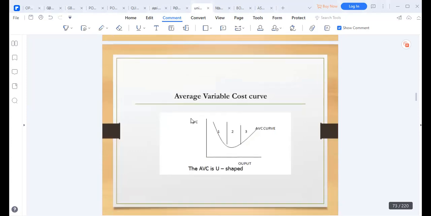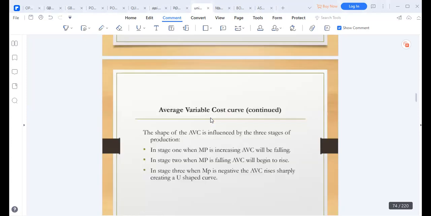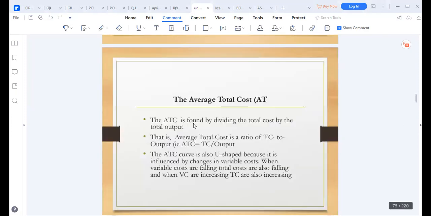All right. They are usually U-shaped, influenced by the 3 stages of production. So in stage 1, the marginal product is always increasing whilst the average variable cost is falling. In stage 2, the marginal product is falling whilst the average variable cost begins to rise. In stage 3, the marginal product is usually negative whilst the average variable cost is sharply rising, creating a U-shape. This is how these curves apply in the 3 stages of production.